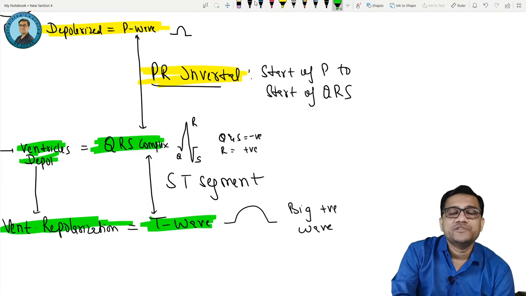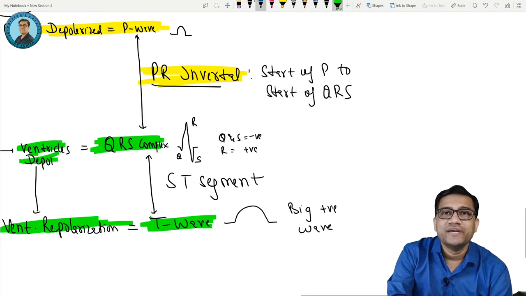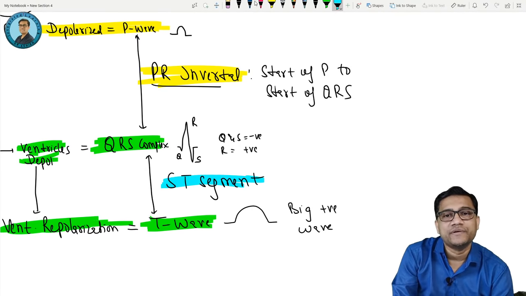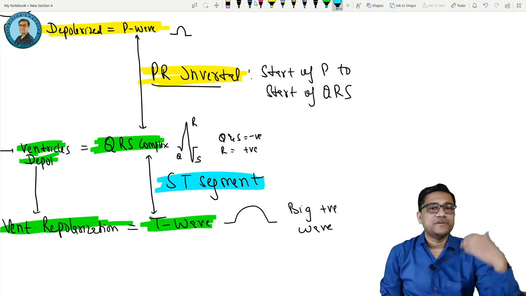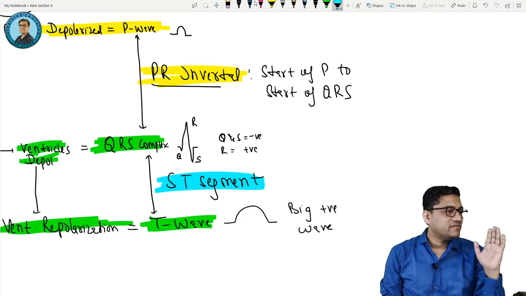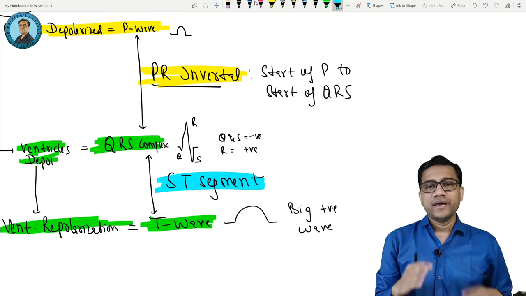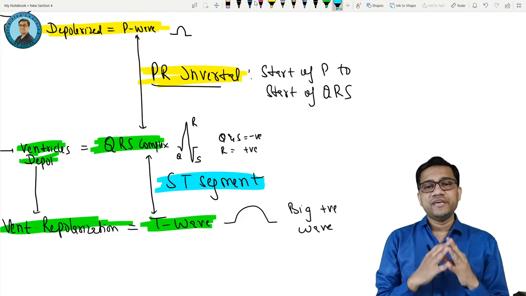Are you clear? And what is between the QRS and T wave? It is the ST segment. So where is the ST segment? It is between the QRS and the T wave. ST segment. Very important. ST segment is very, very important.